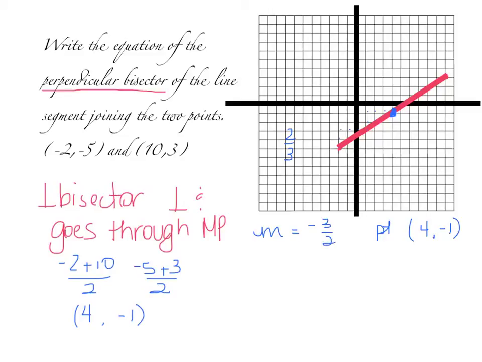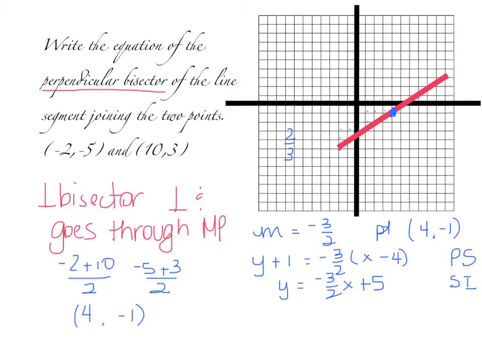And now I'm just going to put it into point slope. Y minus the y equals the slope times x minus the x. That's in point slope form. I'm going to solve for y. It's going to be y equals -3 over 2 x plus 5. That's slope-intercept form.